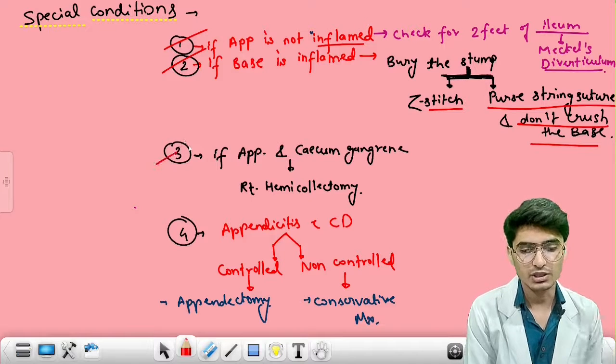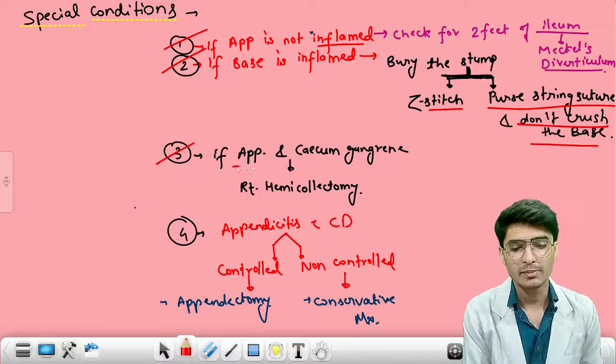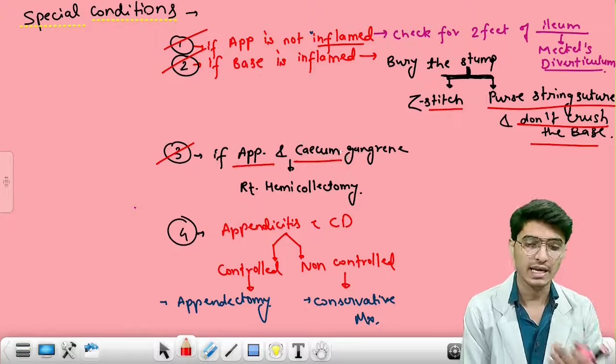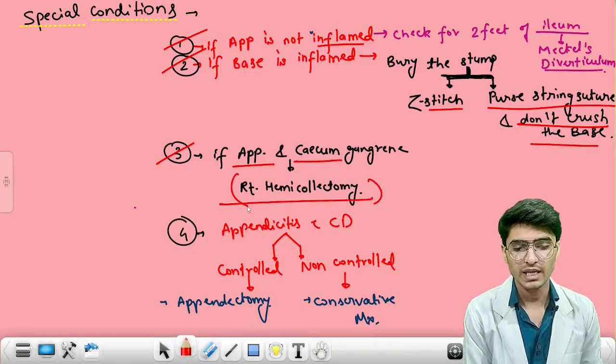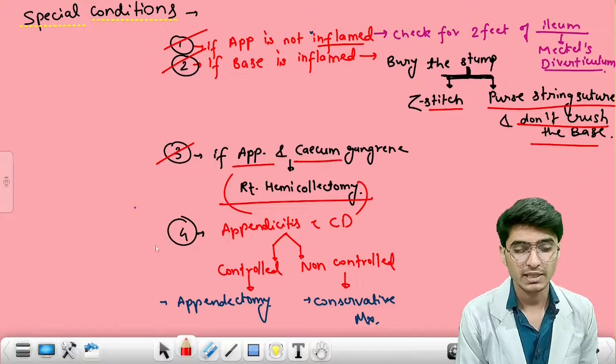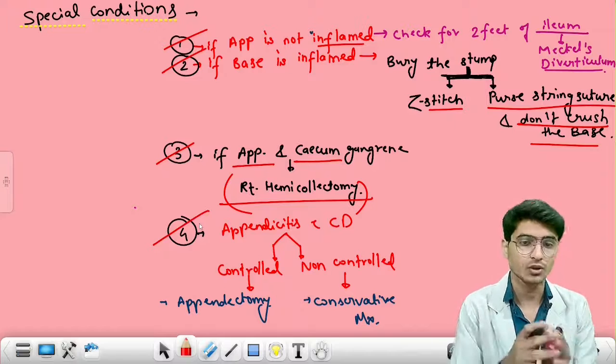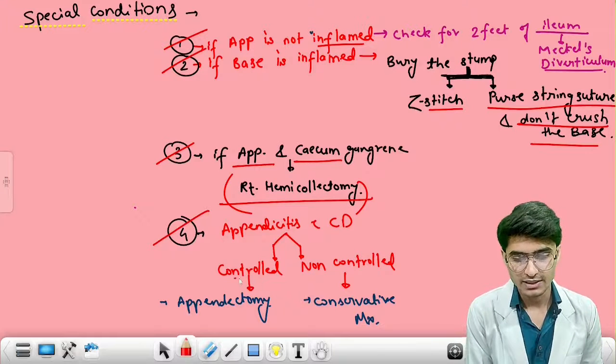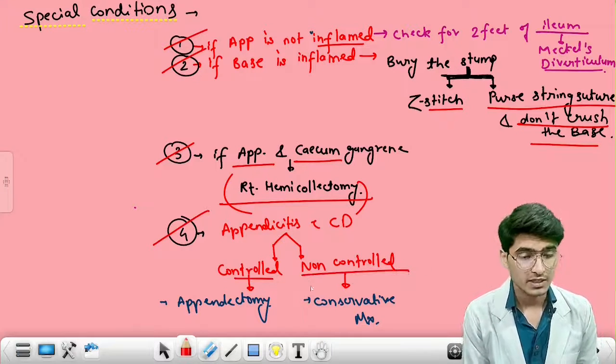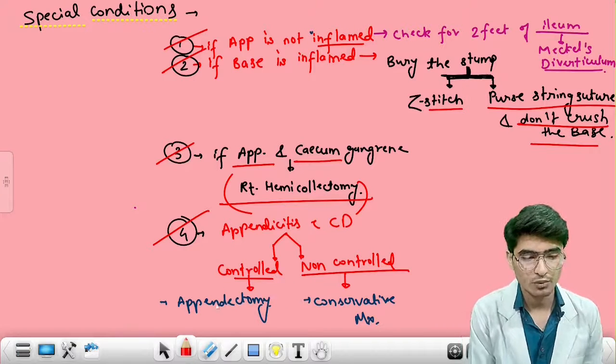The third condition is if it is associated with appendicular gangrene or cecal gangrene, then we go for right hemicolectomy. And if the appendicitis is associated with Crohn's disease, either controlled or not controlled, if it is a controlled case, we go for the appendectomy.